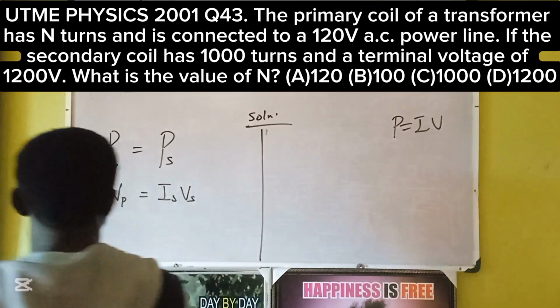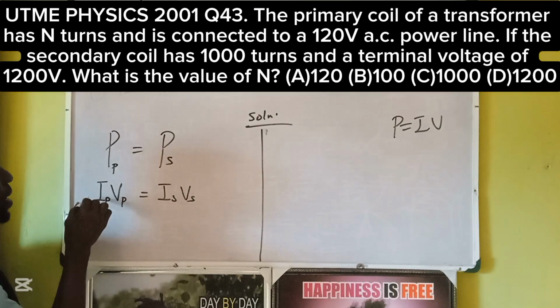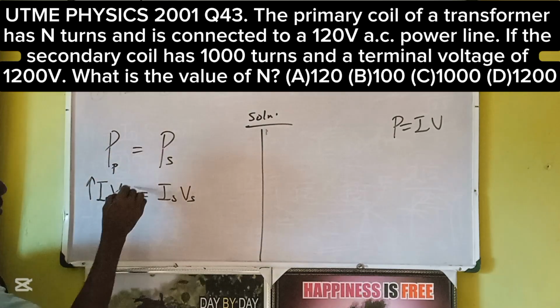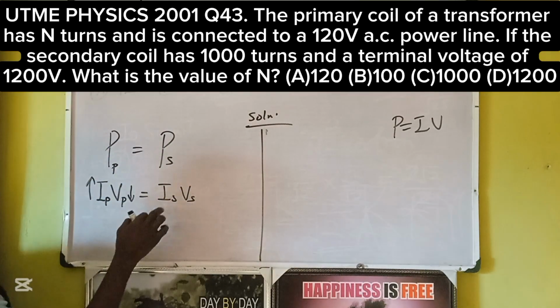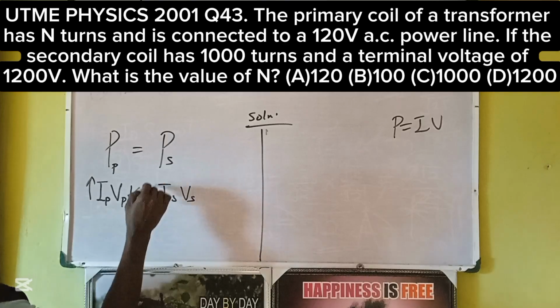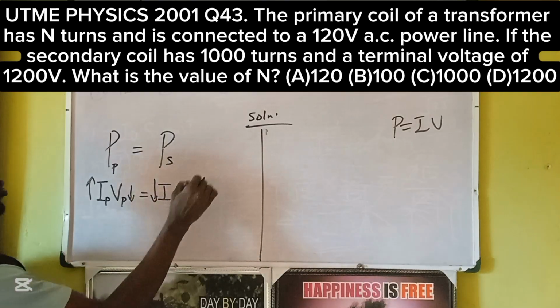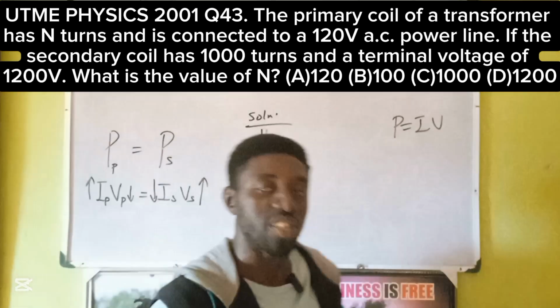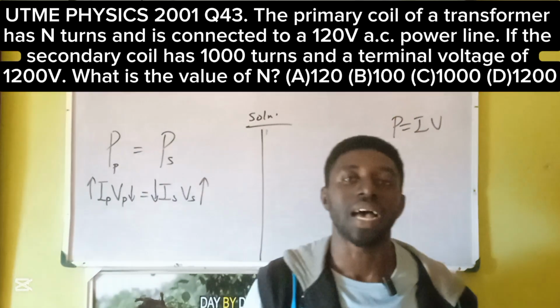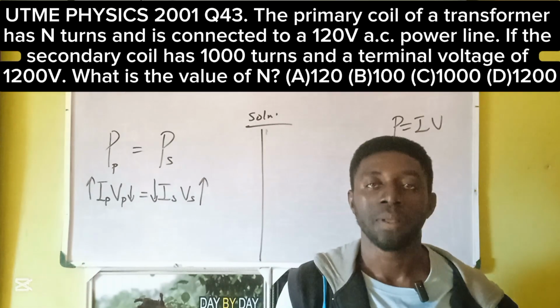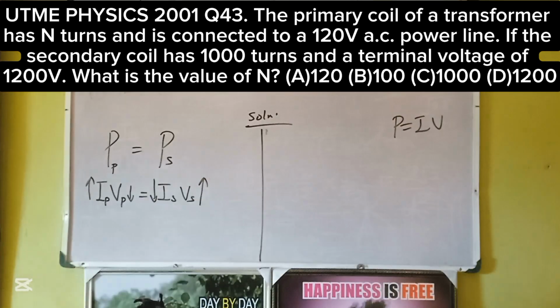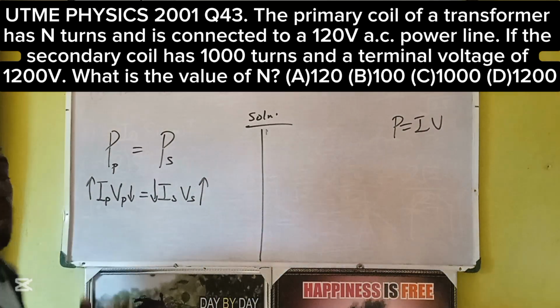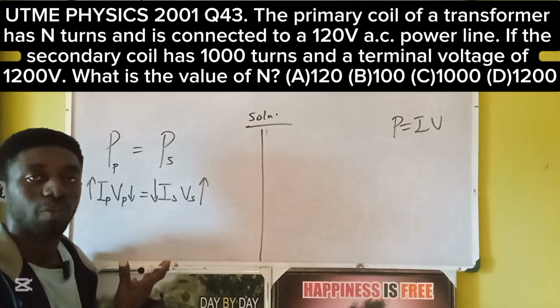Okay, so what I mean is, in the primary coil, we have high current, low voltage. Then when the current gets to the secondary, it becomes low, and the voltage becomes high. And that is a step-up transformer, where the voltage is raised high. Then let's observe the type of transformer we have in our question today. However, most times we solve this as a ratio, the transformer ratio.